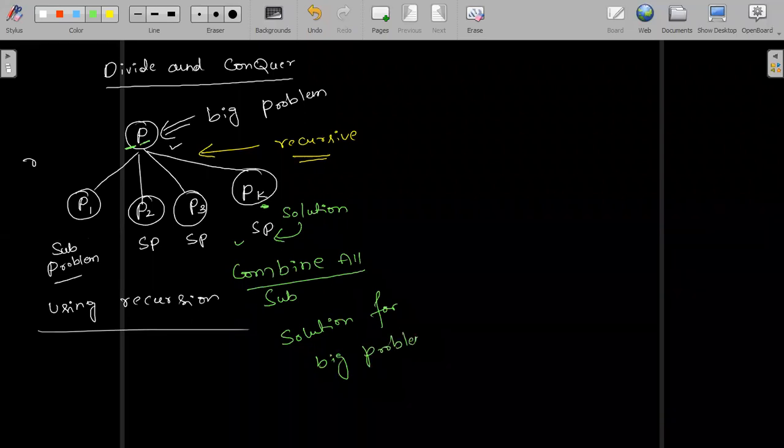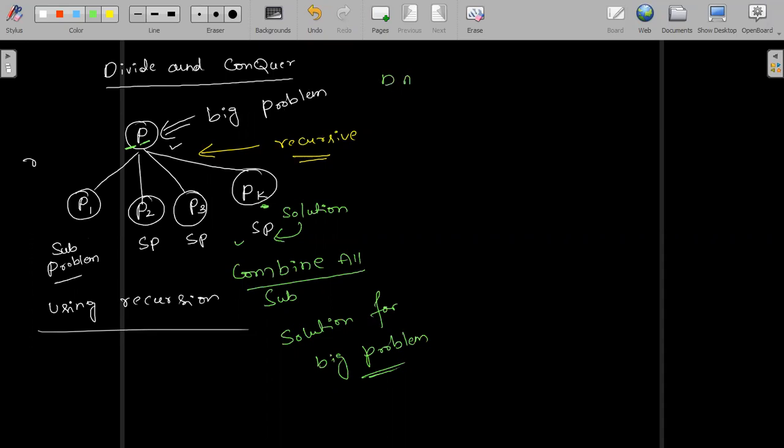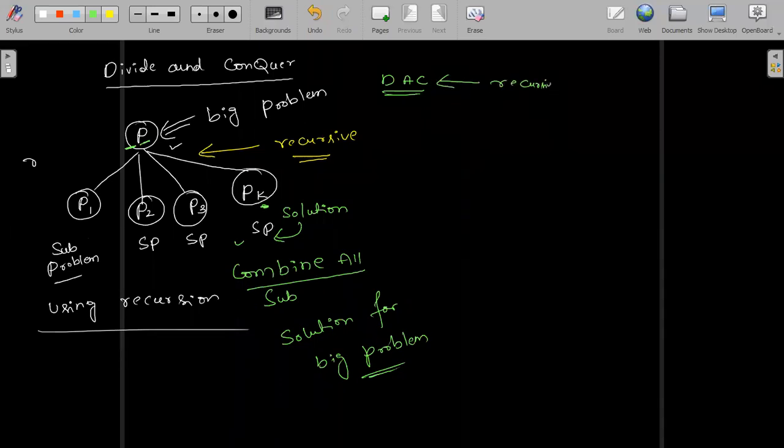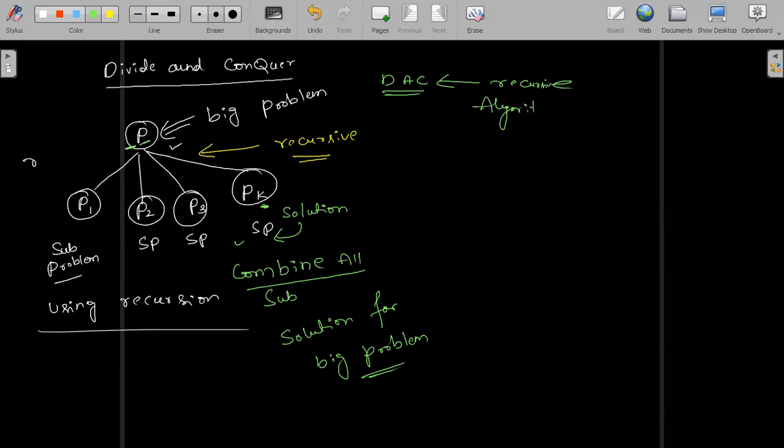So basically this one we will call divide and conquer. Already explained. Okay. Another way I can say, what do you mean by DAC? Divide and conquer and combine. What do you mean by divide and conquer is nothing but it is a recursive algorithm. Okay. So why am I calling it a recursive algorithm?